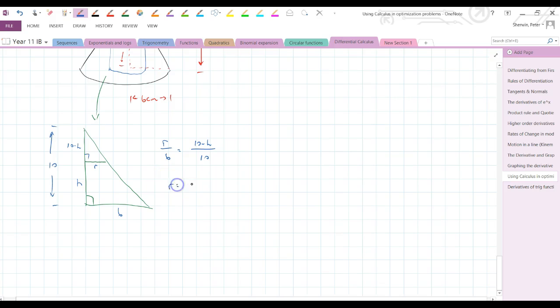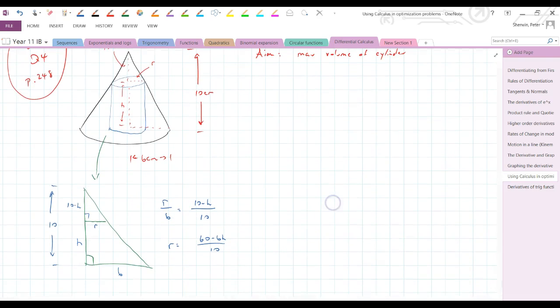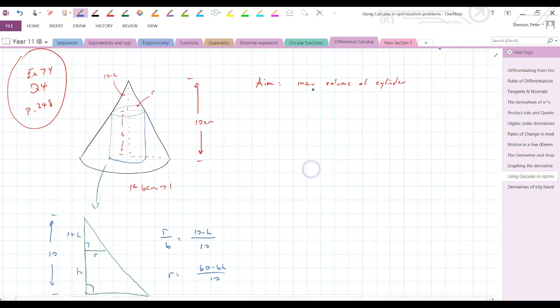So we just multiply across and we get 60 minus 6h over 10. Okay, that's looking pretty good. So that's my r. Now let's find an expression for the volume of the cylinder in terms of h. Okay, the volume of the cylinder. We're getting closer to what we're trying to achieve here. So the volume of the cylinder, maximize volume.